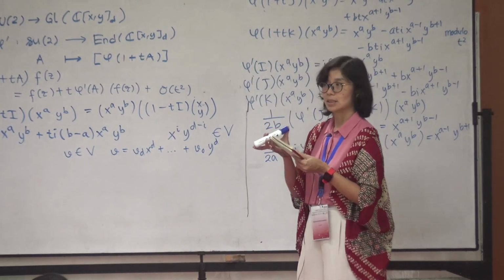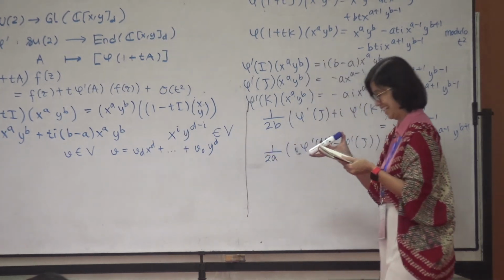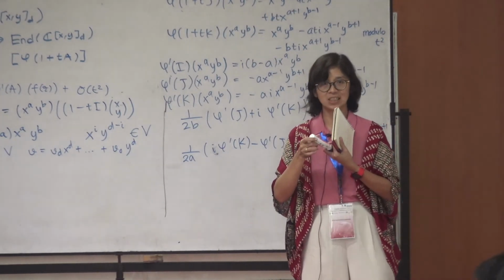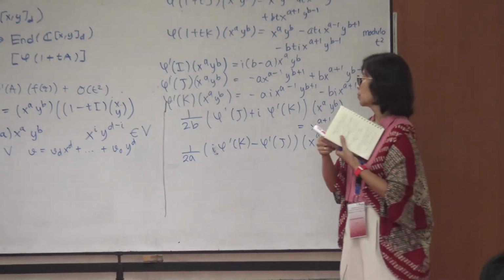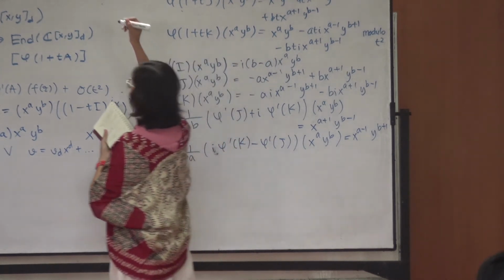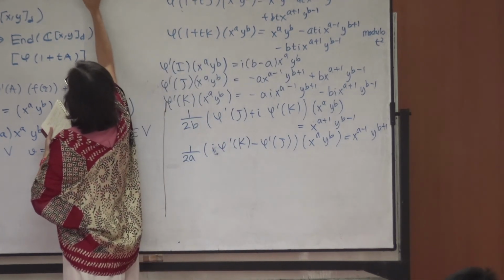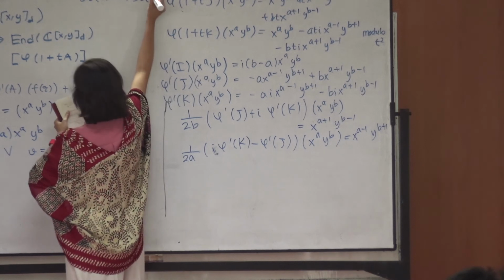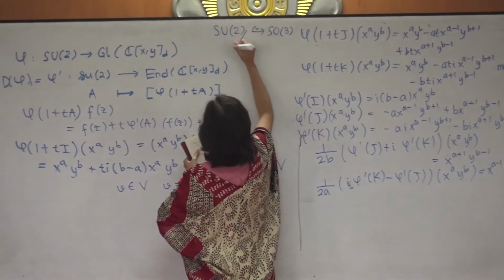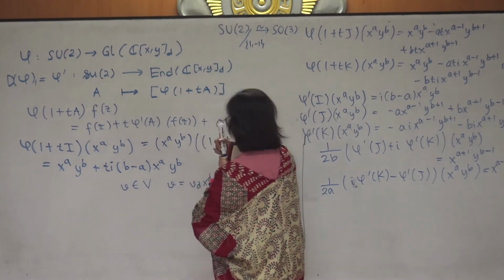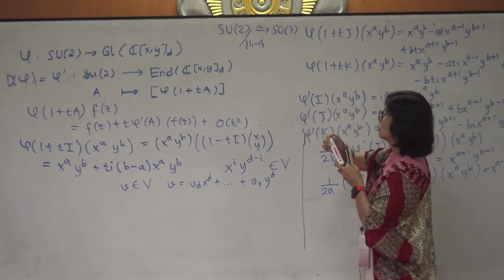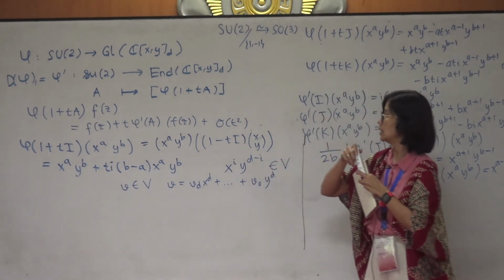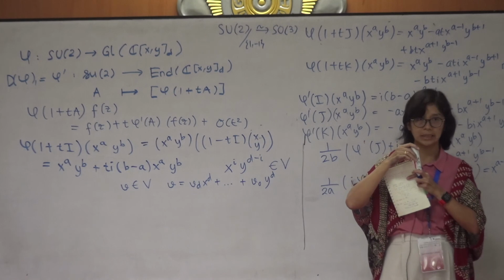So how much time do I still have? 5 minutes. And I don't think I will have time to explain the representation of SO3. I will continue tomorrow. But the point is, tomorrow we will see the isomorphism between SU2 and SO3 with kernel 1 and minus 1. And by using this isomorphism, we will consider which in C[X,Y]_d become representations of SO3. Thank you very much.